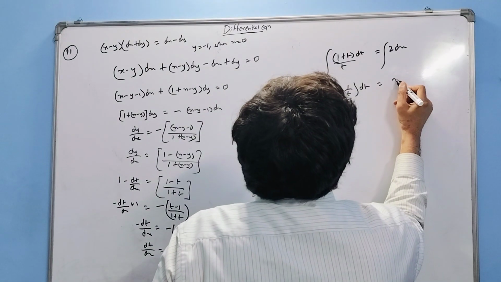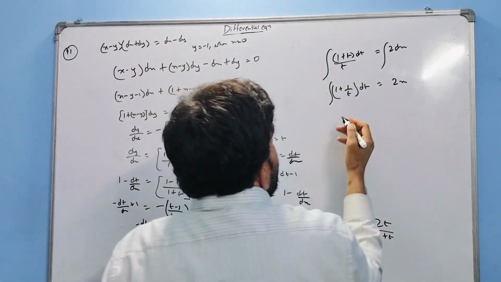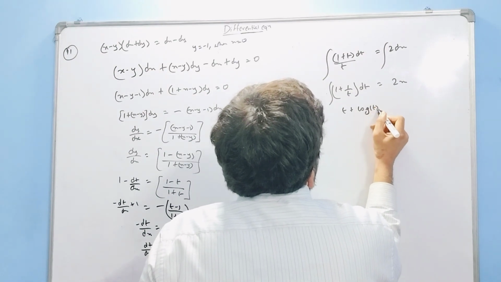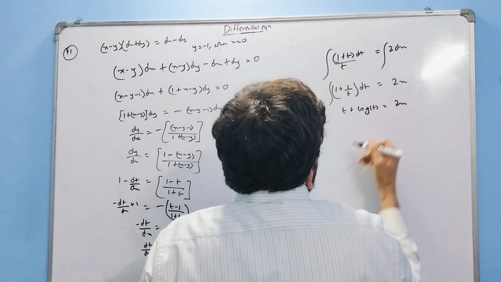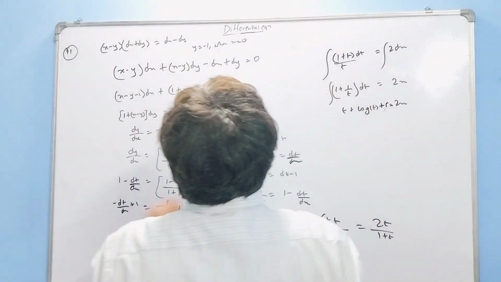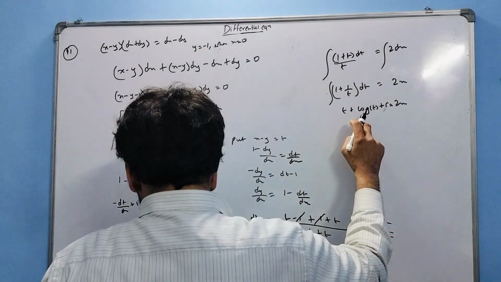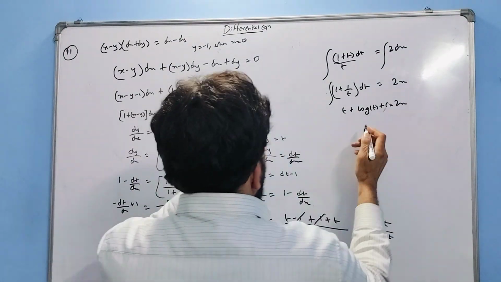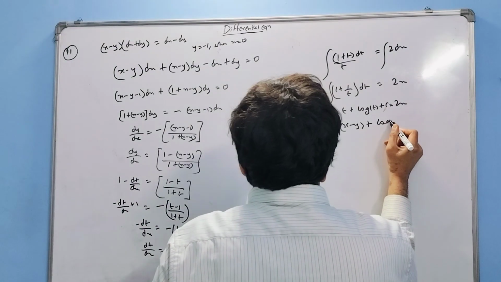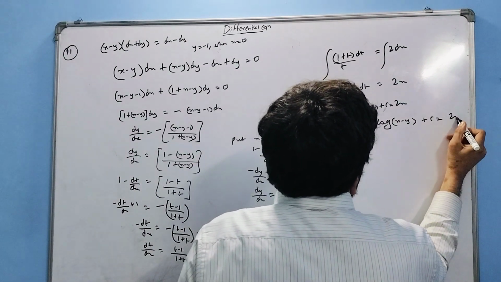So now we need to integrate this. So we have t plus log t plus c is equal to 2x. Now what is t we have taken here? t is x minus y. So x minus y plus log of x minus y plus c is equal to 2x. Okay, that is what we have.